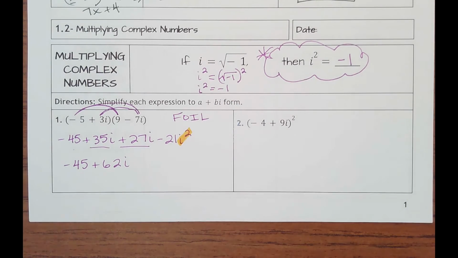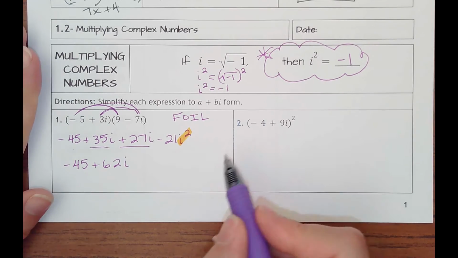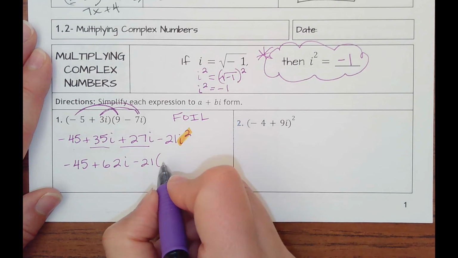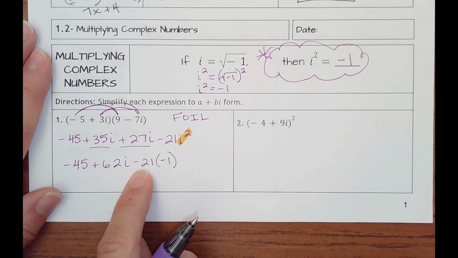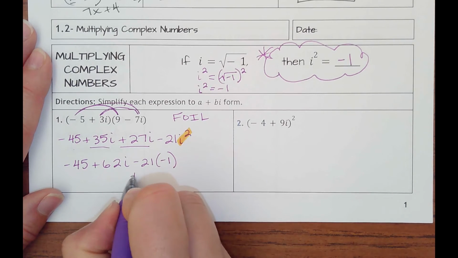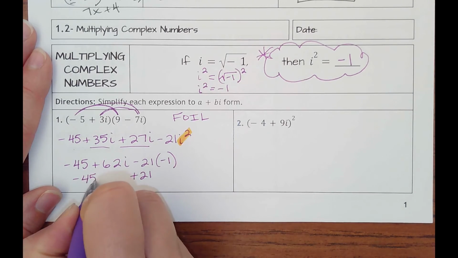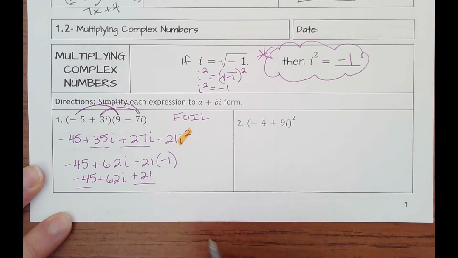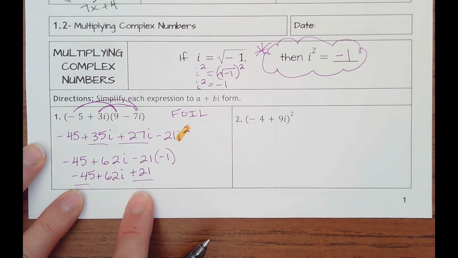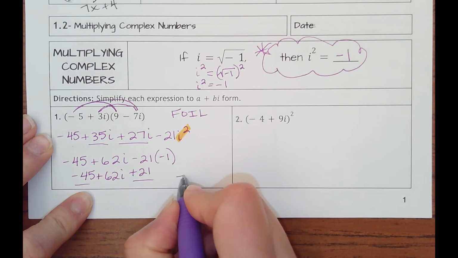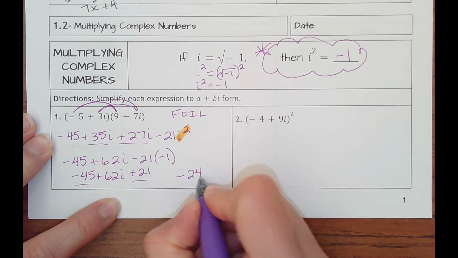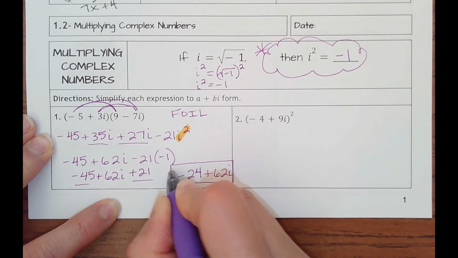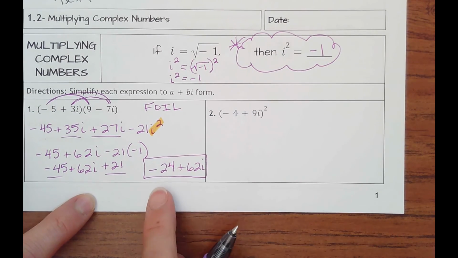And then here's the part where i squared equaling -1 comes in. So we're going to replace that with a -1. So this would be -21, and then this was times i squared, so we're going to plug in times -1. And a negative times a negative makes it positive. Okay, and then all we need to do from here is combine our real parts. They're like terms now. -45 plus 21 would be -24 plus 62i. And that's it. See how it's in a plus bi form?